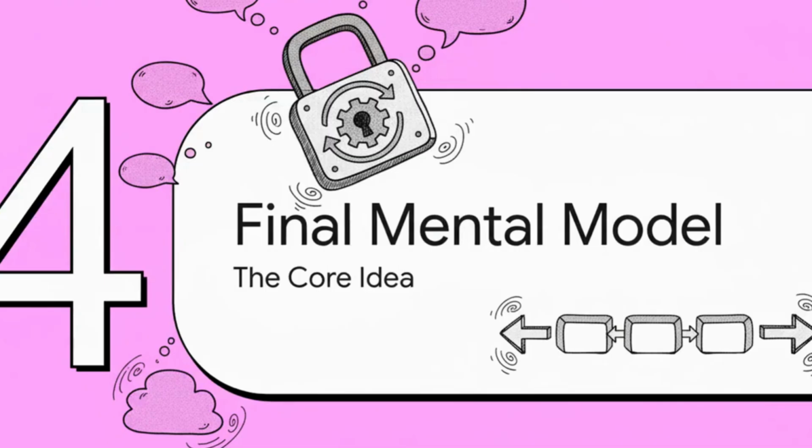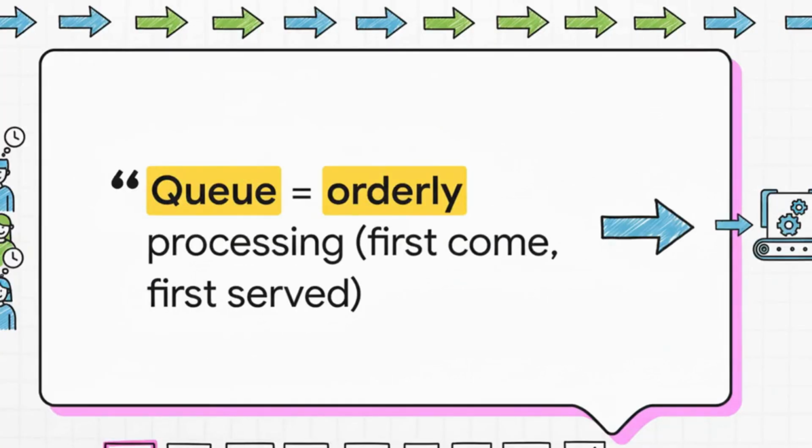So, after all that, what's the one single thing you should walk away with? How do you really lock this concept into your brain for good? It all comes down to this. A queue is all about orderly processing. First come, first served. Anytime you have a situation where you need to handle things in the exact order that they arrived, a queue is almost always the right answer.